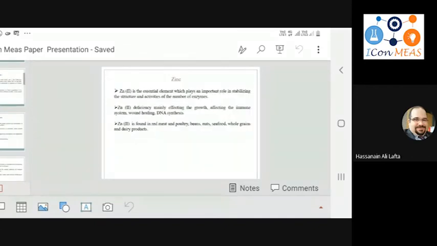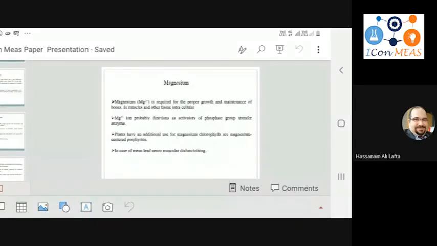Next one is magnesium. Magnesium also has some biological importance. Magnesium is required for the proper growth of bones and also muscles. Magnesium ions also act as activators for phosphate group transfer. In plants also, magnesium plays an important role. Most plants contain chlorophyll molecules, and these chlorophyll molecules contain magnesium-centered porphyrins. Deficiency of magnesium leads to neuromuscular dysfunction.